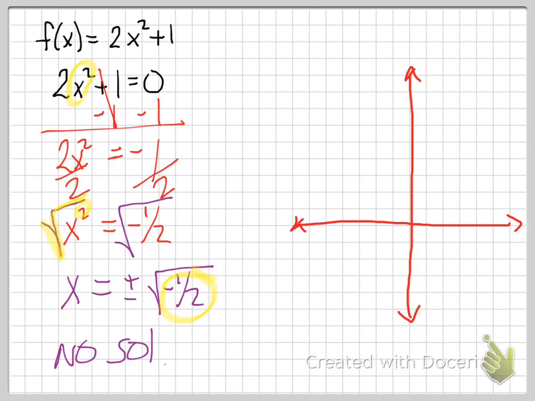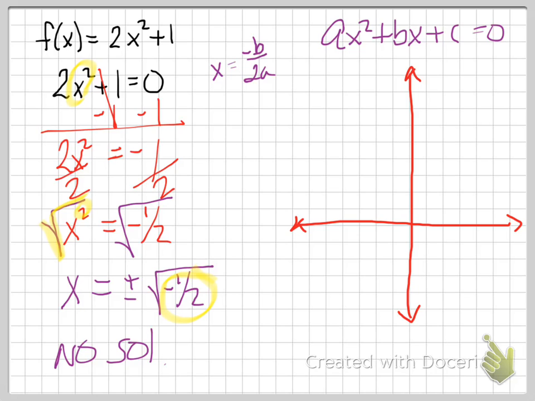So first thing I want to do is find my vertex. So the vertex was negative b over 2a. That gives me the x value, right? So since it's 2x squared and there's no bx, like no number times x, let me explain this up here. This will be easier. Ax squared plus bx plus c. Remember how a quadratic has to be in that form?